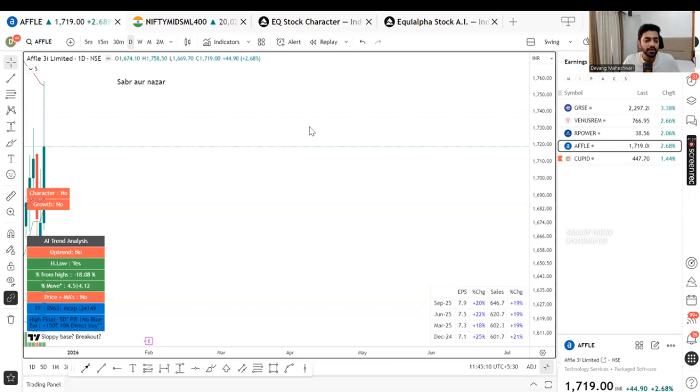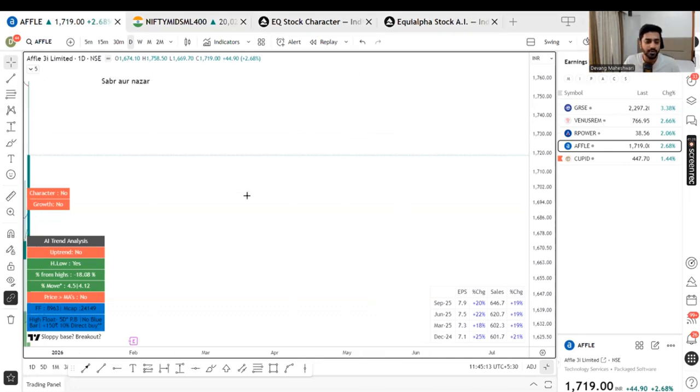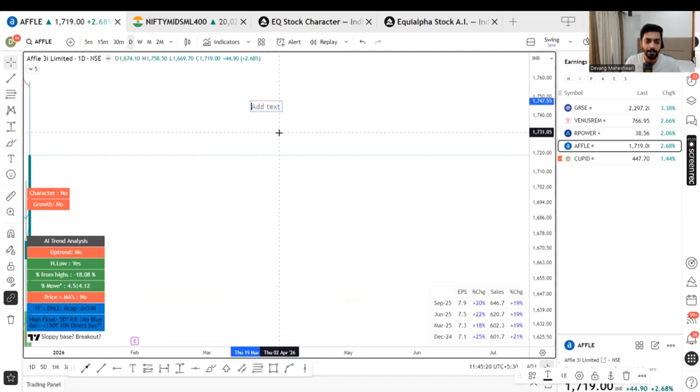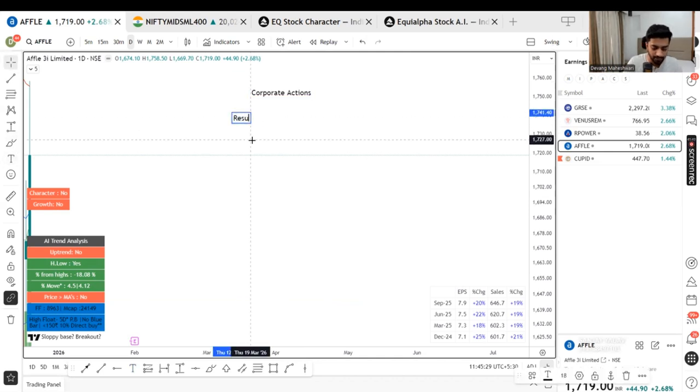Okay. Now let's come up with other corporate actions. Okay, let's see other corporate actions apart from result. So result action we have gone through in details now. Second, bonus. Bonus split, merger, demerger.